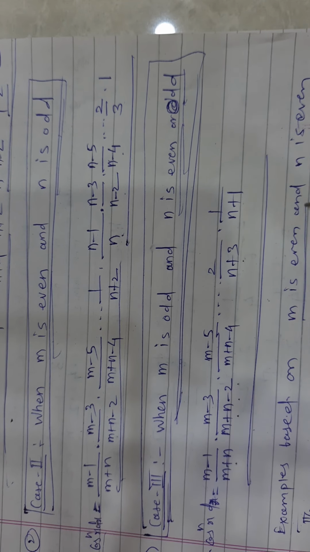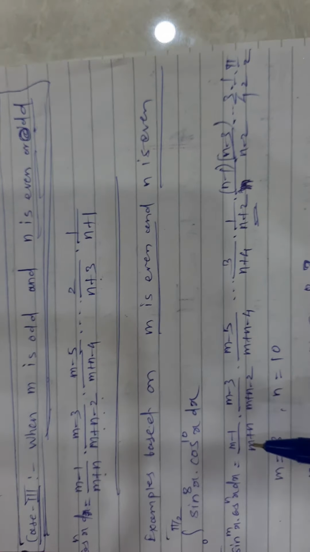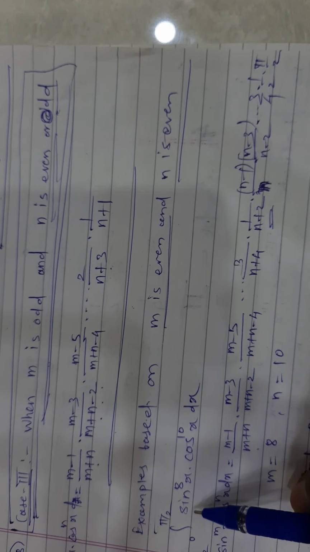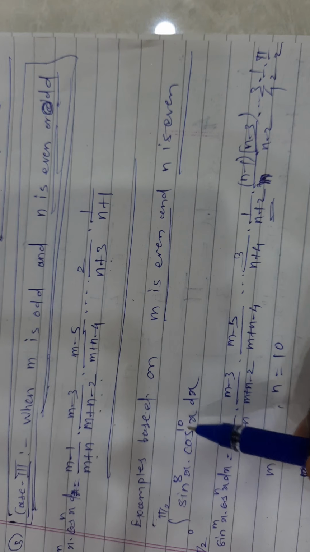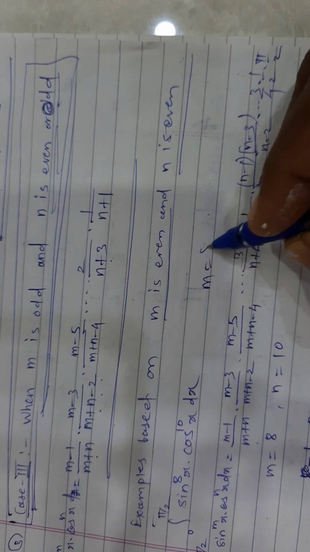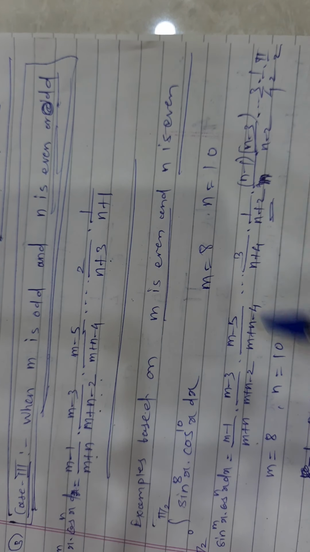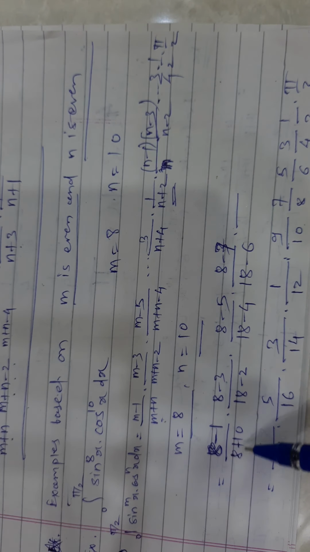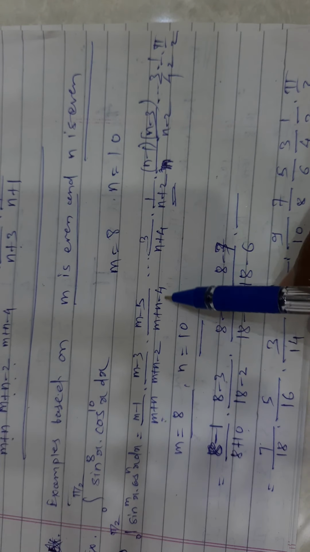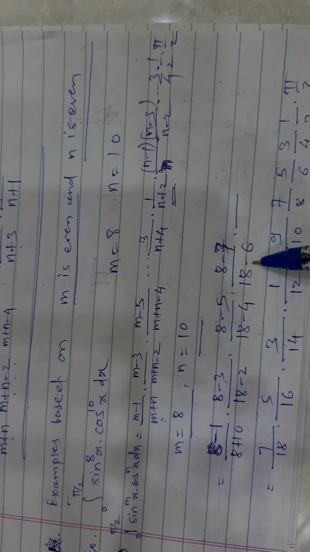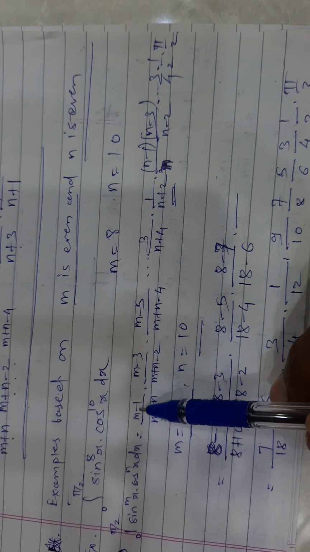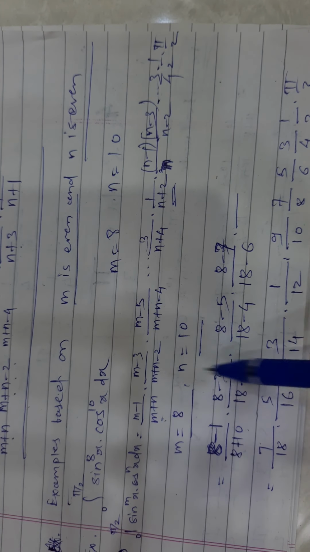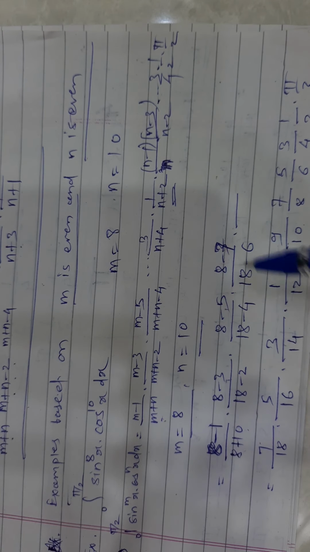Example based on m even and n even, both are even. That is integration from 0 to pi by 2 of sin raised to 8x into cos raised to 10x dx. m is here 8 and n is here 10. m plus n is 8 plus 10, 18. And here we have 18 minus 2, 18 minus 4, 18 minus 6. Okay. At the numerator m is 8, so 8 minus 1, 8 minus 3, 8 minus 5, 8 minus 7.